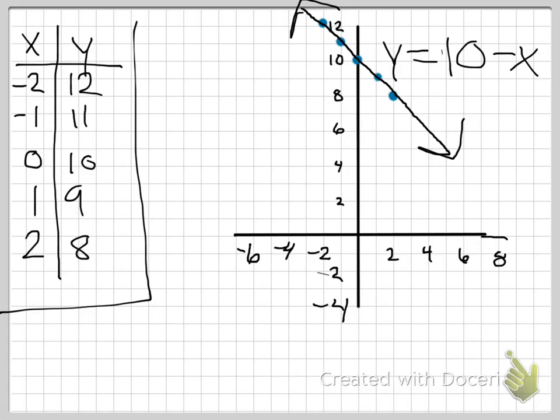So my first coordinates are negative 2, positive 12, so that's where I plotted my point. Then I go left 1, up 11, over 0, up 10, right 1, up 9, right 2, up 8. And then I draw my line through, my arrows on both ends of the line, and I graph my function y equals 10 minus x. And that's how I would graph it.